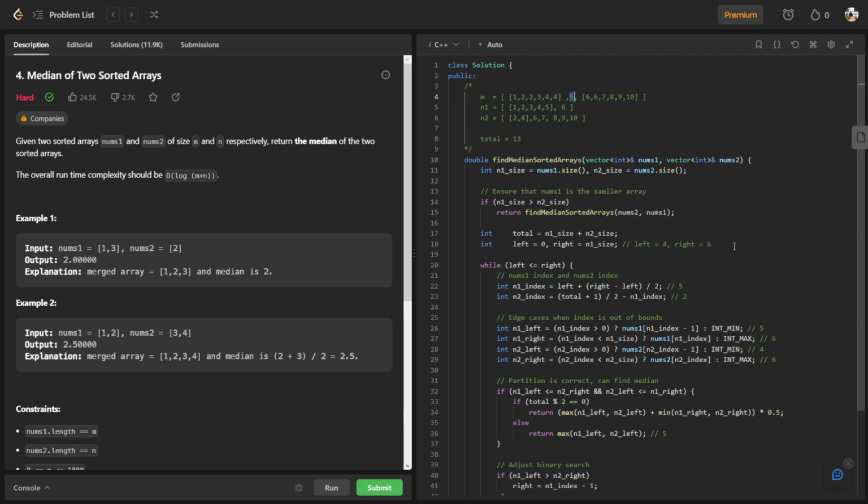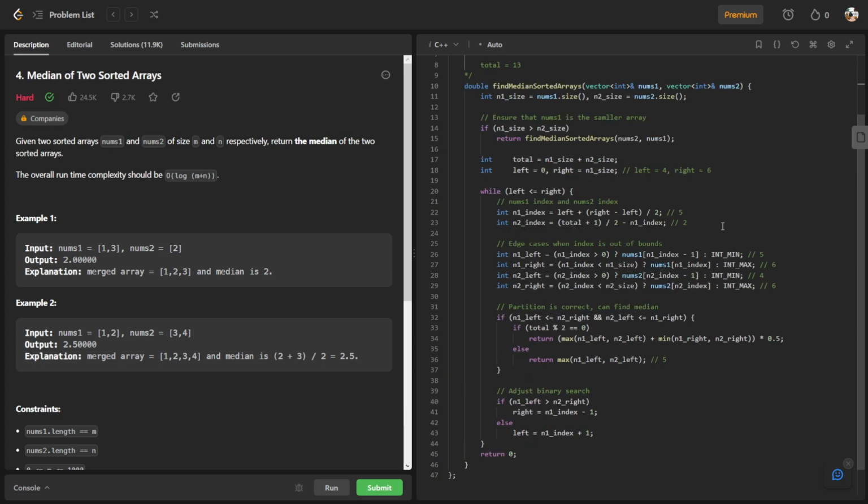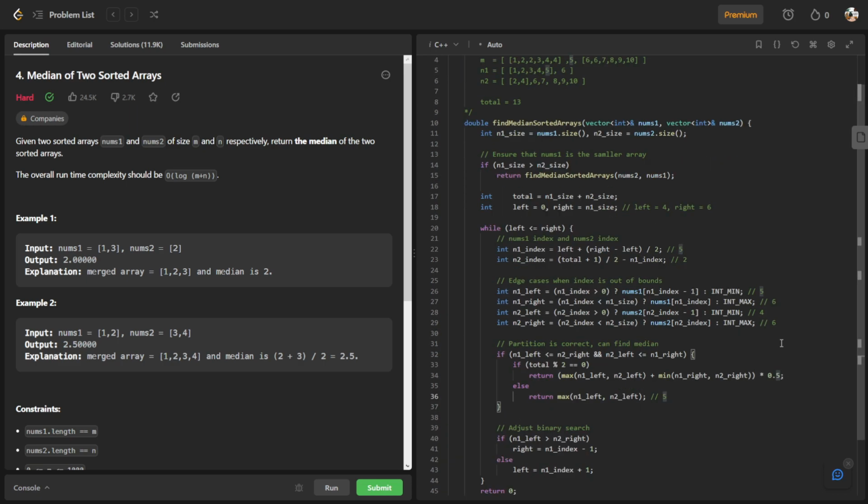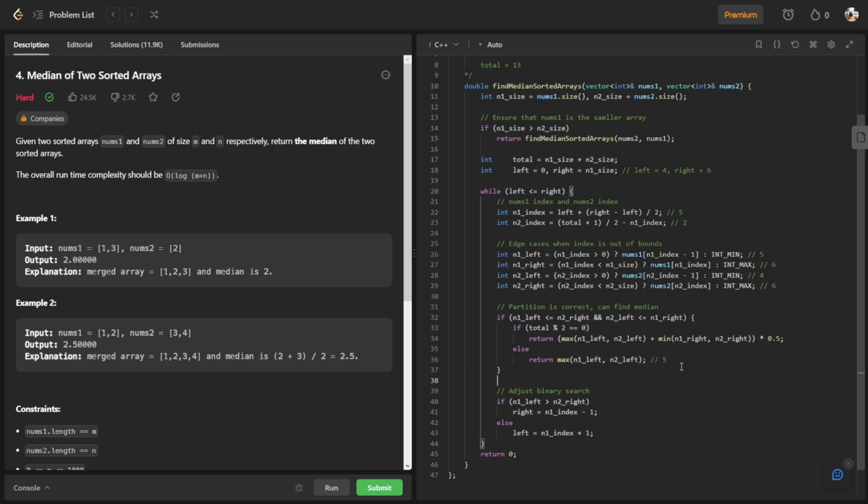So you can see this is how my algorithm works. It can be quite a bit lengthy and a bit difficult, but yeah, that's how it works.